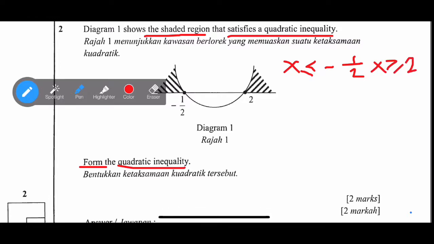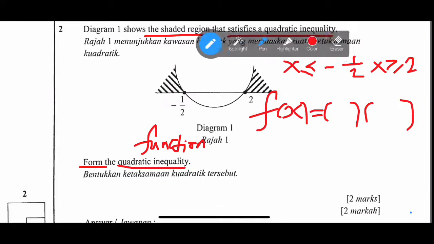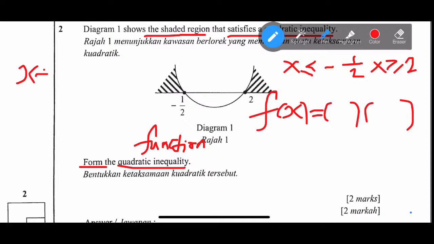For example, y equals 1, isn't it positive? y equals 2, positive. So the shaded region is actually for the function more than or equal to 0. Now you know the range of x: to the left is less than or equal, and to the right is more than or equal. So from the roots given, we will form the quadratic equation.